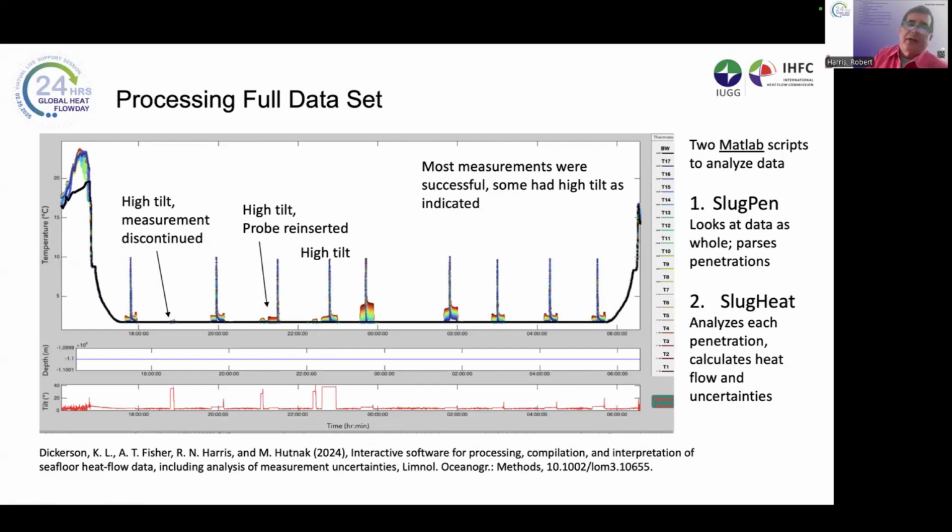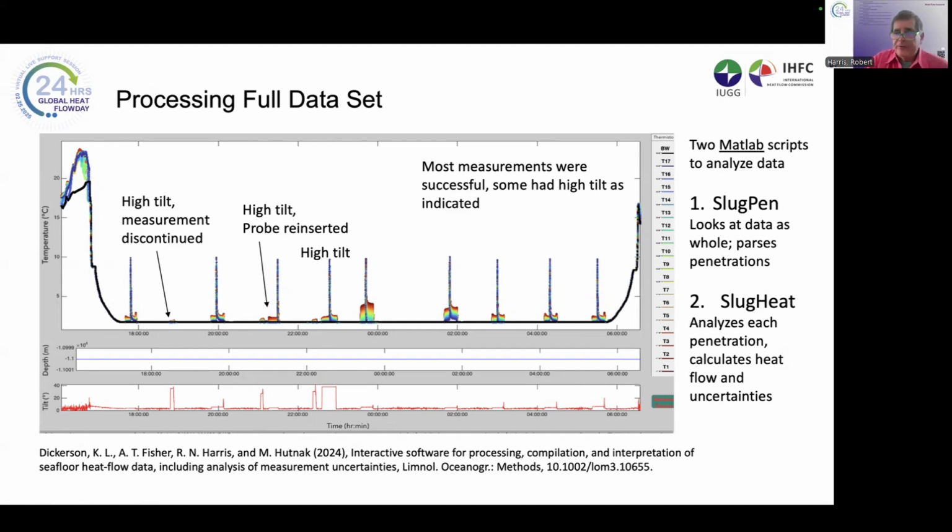So you get a data set like this when the probe gets returned to the ship. There are two parts to these MATLAB scripts, and it's recently been published in Oceanographic Methods. One is called SlugPen. These were written at UC Santa Cruz, where the mascot is the banana slug, so that's the reason for this prefix. SlugPen looks at these penetrations and lets you parse out each penetration into separate files. Once that's done, you can use SlugHeat to analyze each penetration to calculate heat flow and uncertainties.